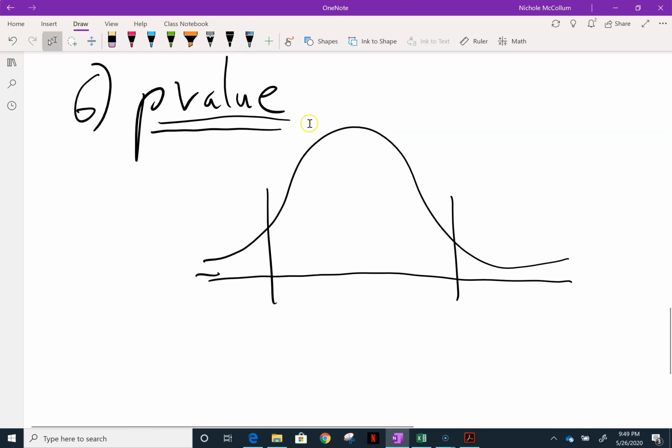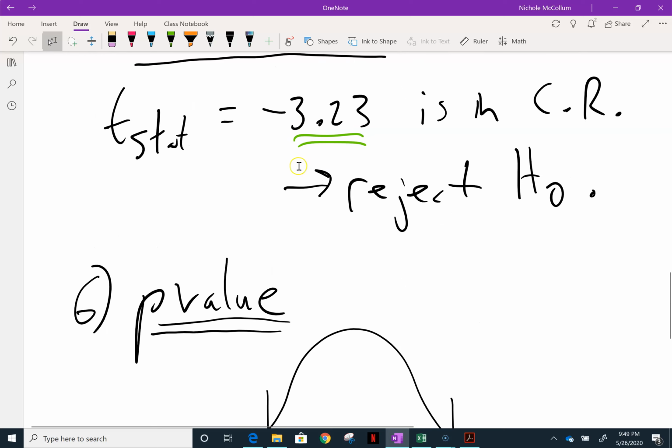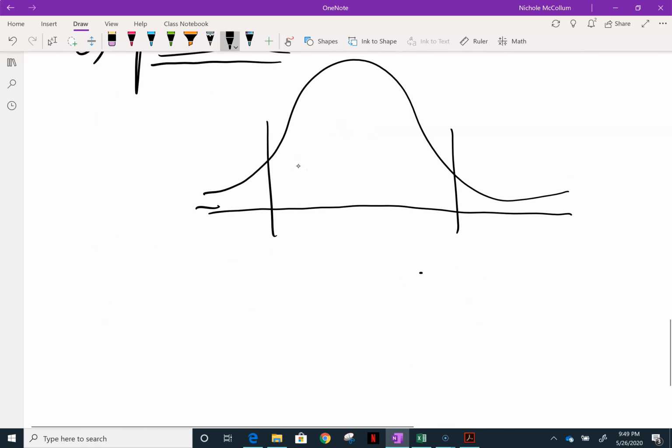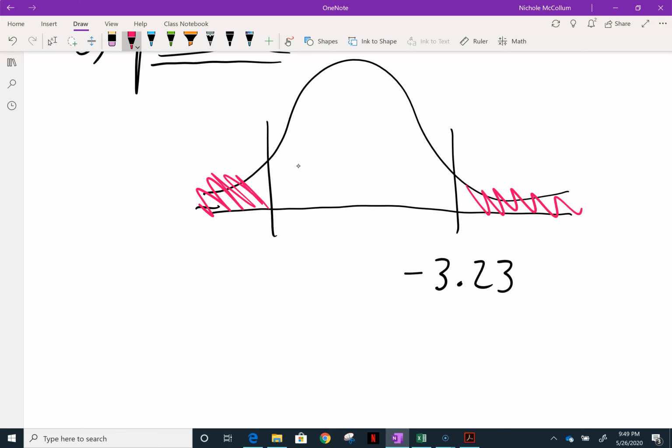But now, in a p-value approach, you take your statistic, negative 3.23. The p-value is the area outside of your test statistic. That's a positive 3.23, that's a negative 3.23. The p-value is once again the total area outside of those bars.